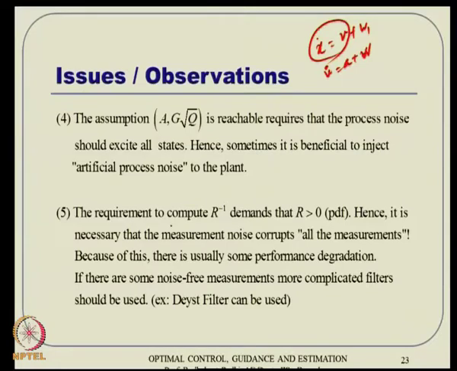So what happens is the requirement to compute R inverse demands that R needs to be positive definite, and hence it is necessary that measurement noise corrupts all measurements. Because of this there is usually some performance degradation. If there are some noise-free measurements, either you artificially inject noise and make everything go bad, and leave it that way, or some slightly more practical, complicated filters should be used. They are typically there in the literature.